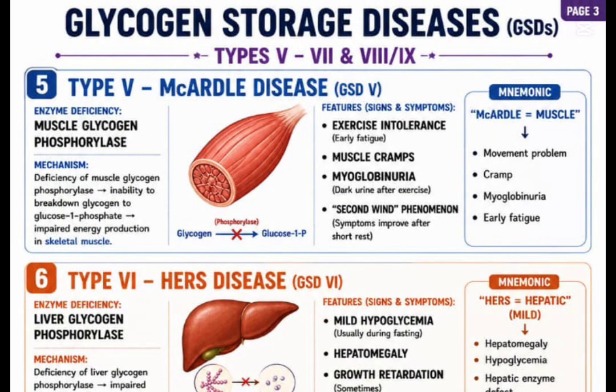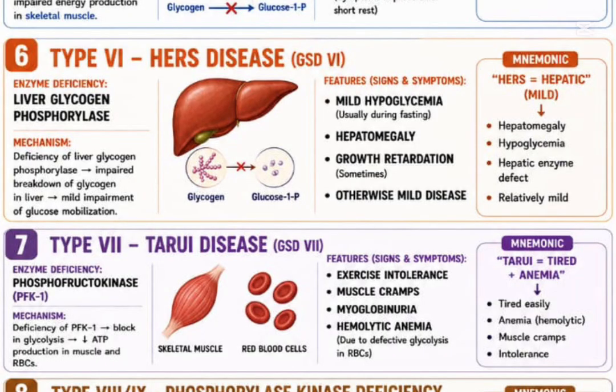McArdle's disease, remember, muscle deficiency of glycogen phosphorylase that breaks down glycogen limited to what? Glucose-1-phosphate. Debranching enzyme, you can see debranching enzyme in the third one, which is Cori's disease. Cori's disease, debranching enzyme, while Andersen's disease, branching enzymes. Hers disease is type 6. In type 6 there's deficiency in glycogen phosphorylase, but this one we have muscle glycogen phosphorylase in McArdle's disease and liver glycogen phosphorylase in Hers disease.